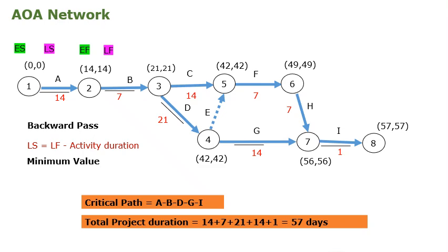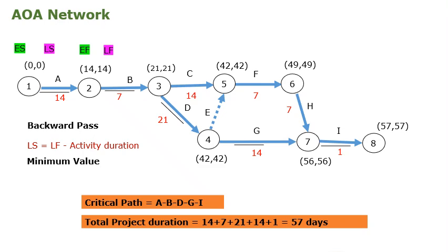Then the critical path can be identified by the difference of any two start times or finish times. If we get the value 0, then the activity is said to be a critical activity. The path connecting all the critical activities is said to be the critical path. So in this network, the critical path is activity A to B to D to G to I. This is the path we can call the critical path.